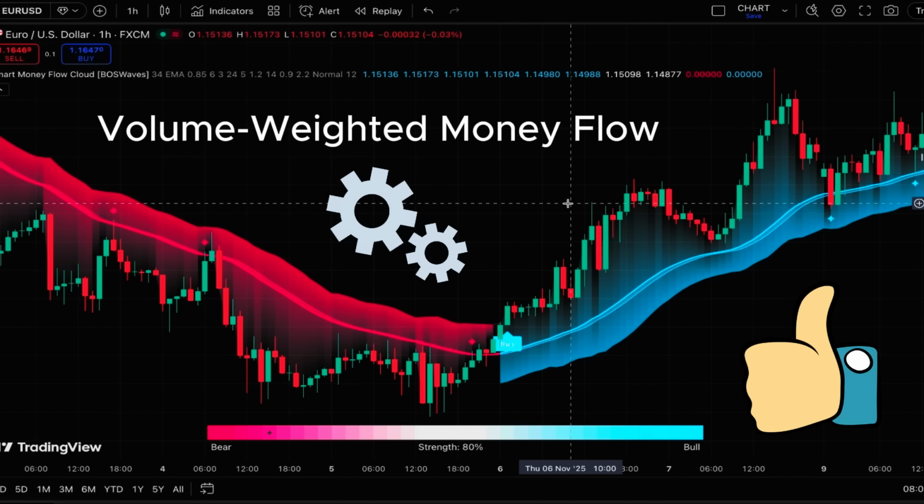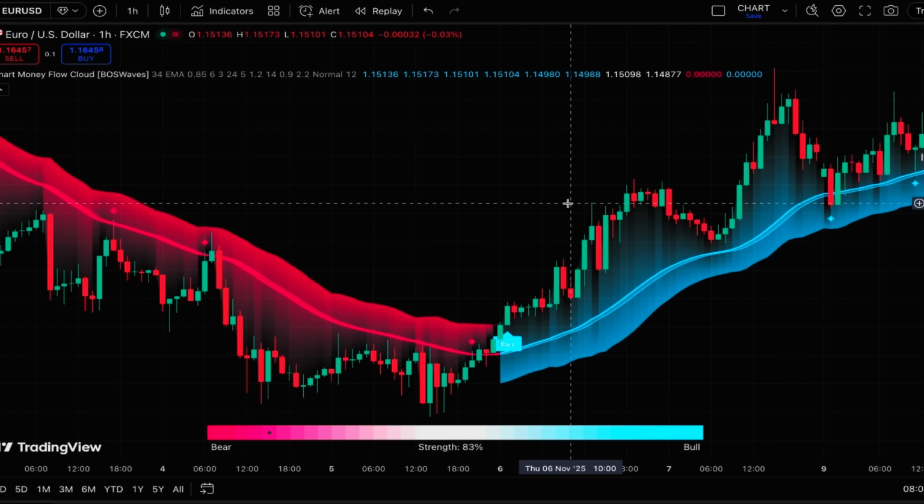So this indicator, instead of relying only on the price, also uses a volume weighted money flow system to confirm the direction of the price based on the actual buying and selling volume in the market. Alright, let's see how we interpret this indicator.